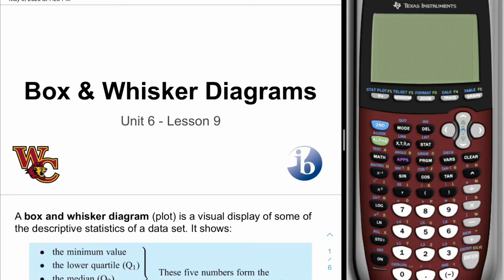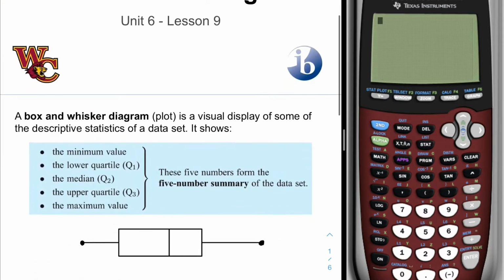All right. Today we're going to look at box and whisker diagrams, also known as box and whisker plots. You have seen this in ninth grade and probably in your fourth level math if you took AFM or anything like that. So, the first thing that we want to get into is the fact that a box and whisker diagram or plot is a visual display of some of the descriptive statistics of a data set.